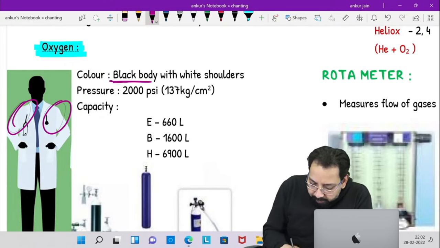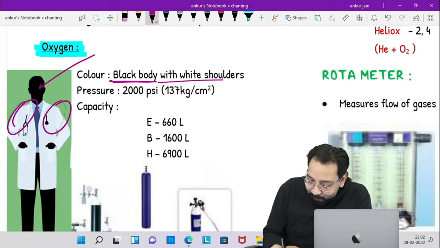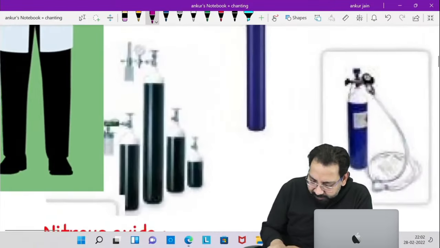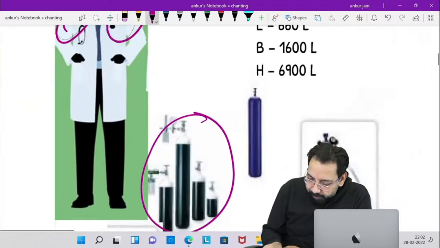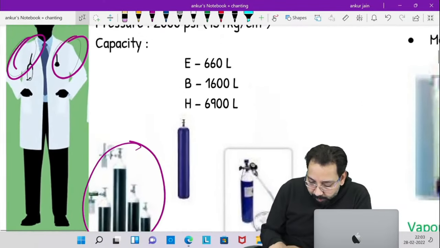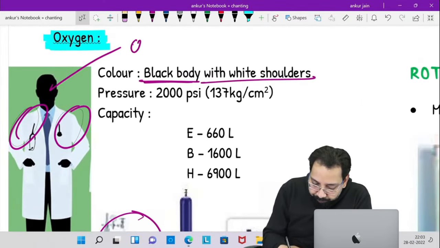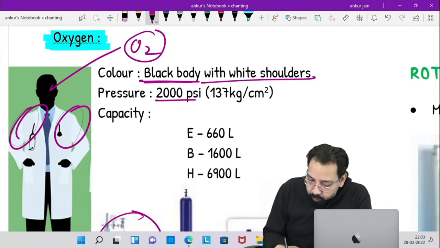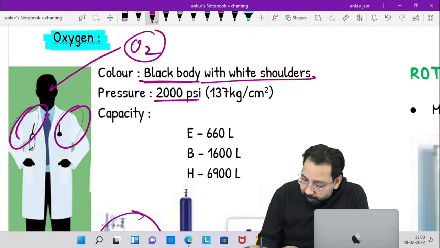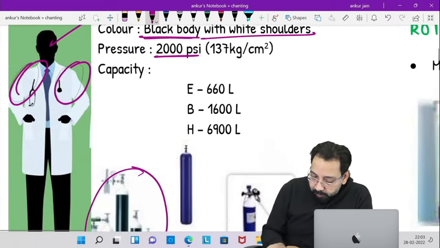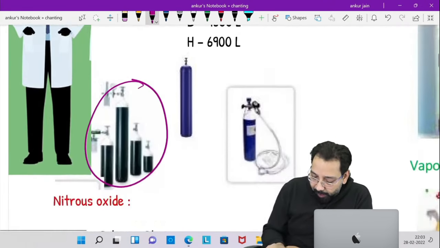So black body, white shoulder. You must have seen this oxygen cylinder many times: black body, white shoulders. And for O2, the pressure is 2000 PSI. Questions are asked on the color of the cylinder and the pressure of the cylinder.